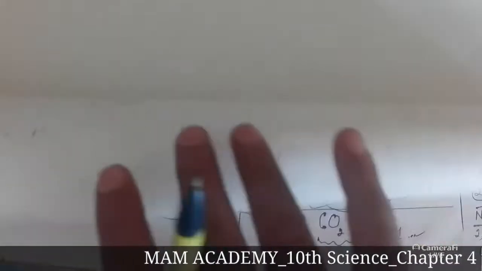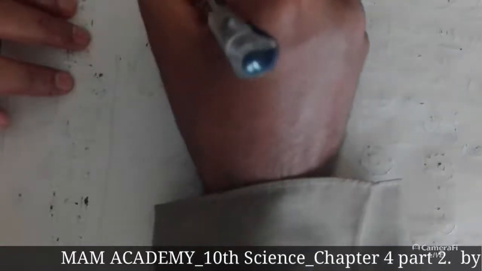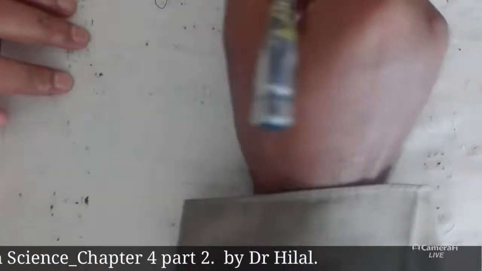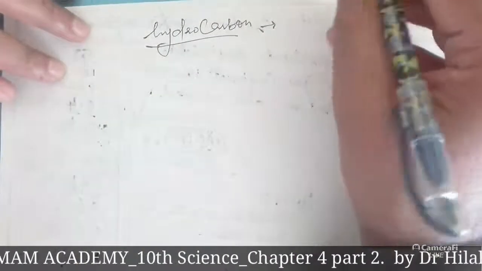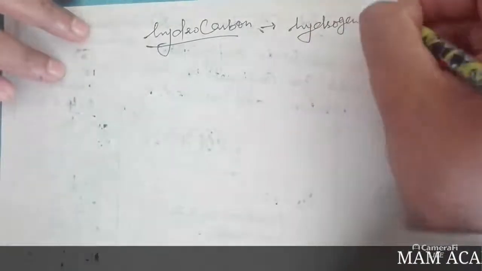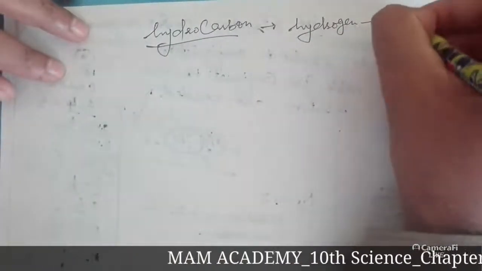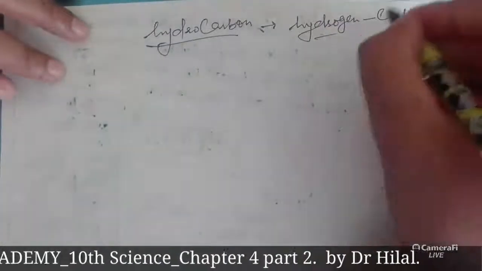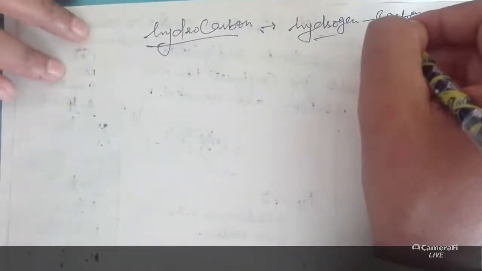Then let's move to our next topic, the compounds made up of hydrogen and carbon, that is, hydrocarbons. What is a hydrocarbon? It is a simple thing, the compounds which are made up of hydrogen and carbon, we call them hydrocarbons.